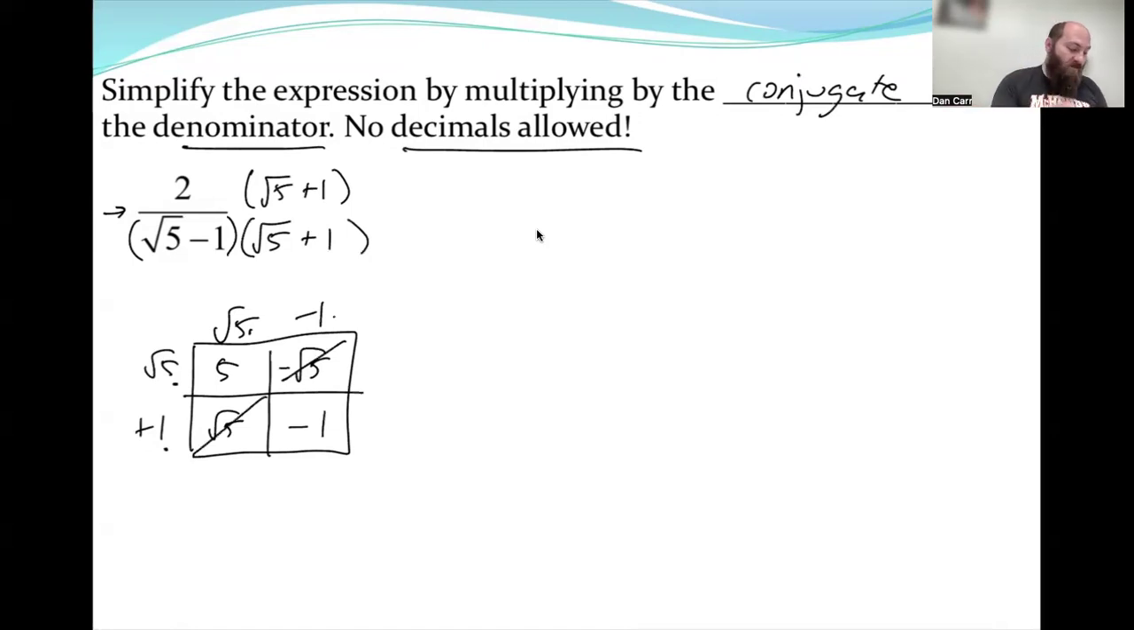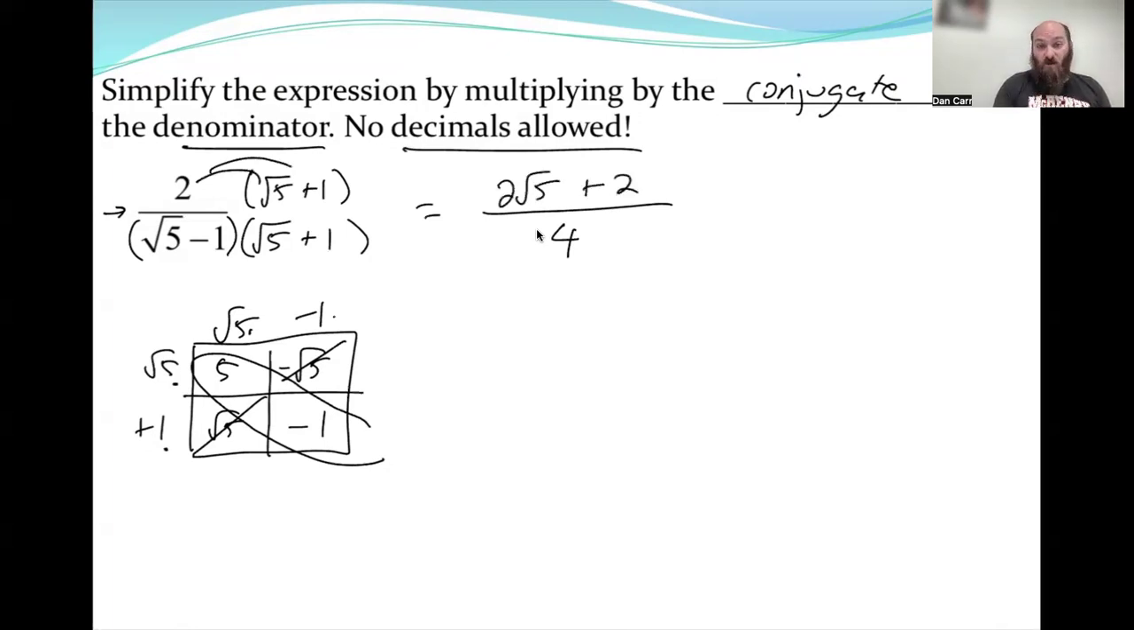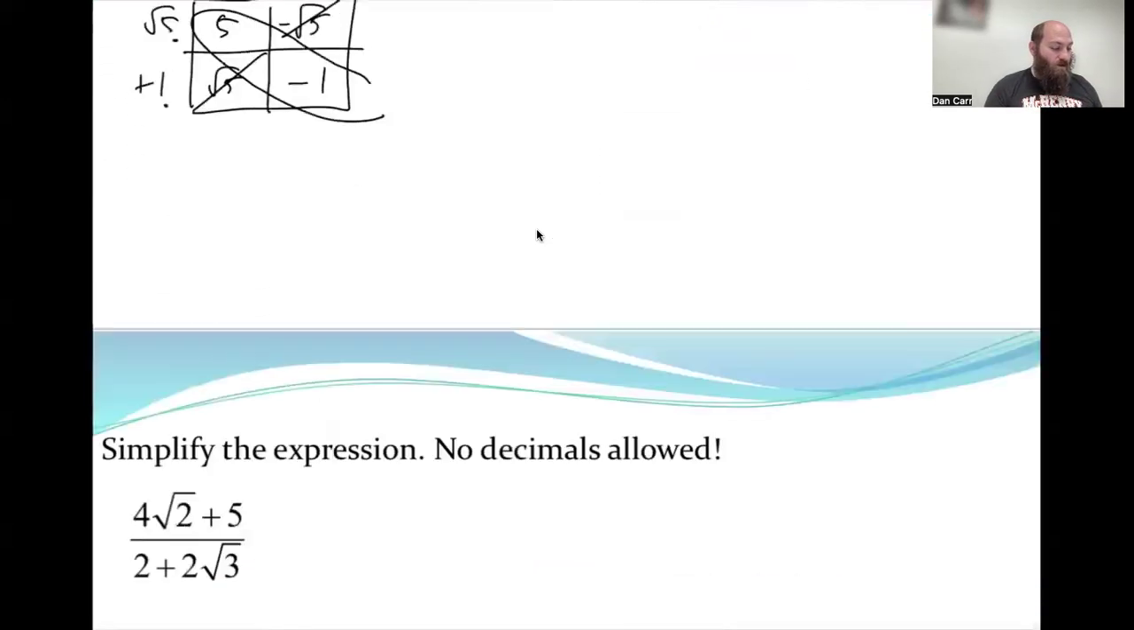So because of that, I can now just take 5 and negative 1 and combine those together. So my new numerator is going to be 5 minus 1 is 4. But my denominator does need to multiply out the 2. So it's going to be 2 root 5 plus 2. Notice that 2, 2, and 4 are all divisible by 2. So I can take all three numbers here, divide by 2. So that becomes radical 5 plus 1 all over 2. And that's it.